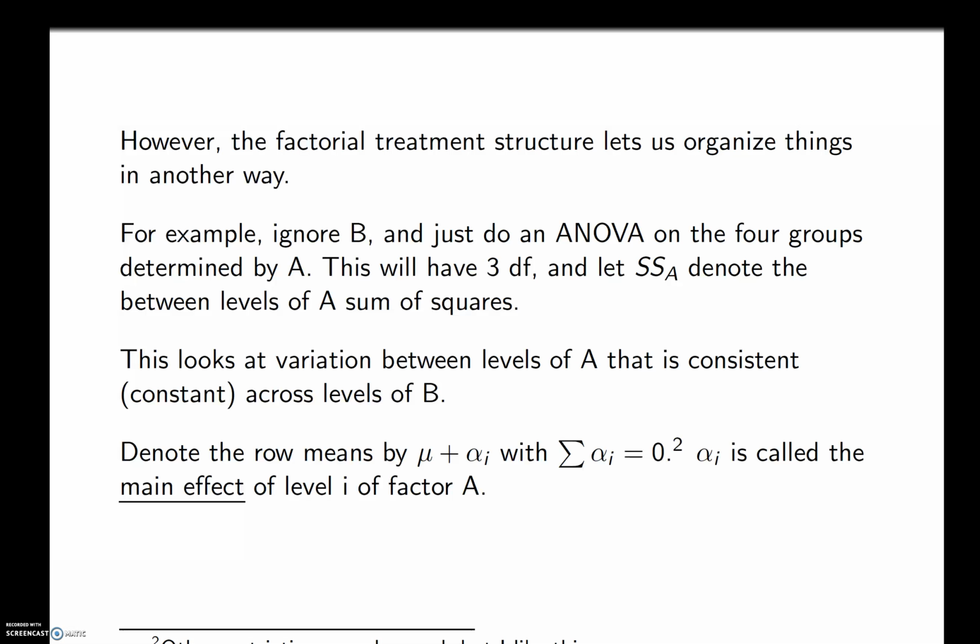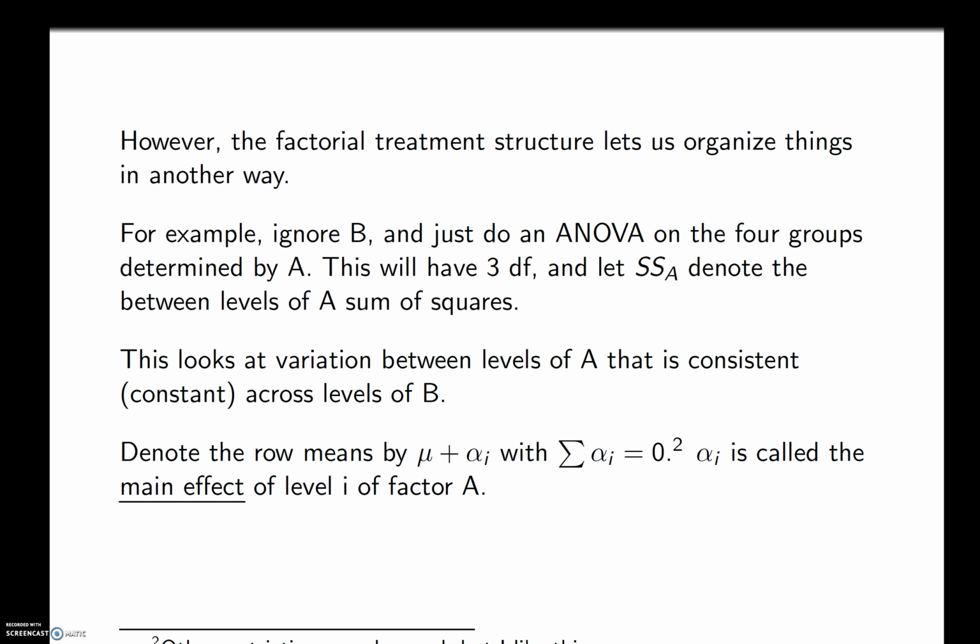For example, if we ignore B, we could do the ANOVA on just the 4 groups that come from A. Then we'd have 3 degrees of freedom, and sum of squares A could denote that main effect sum of squares. I say main effect because it's for a single factor, A. Conversely, we could look at that for B. We could look at the main effect, single factor for B, and ignore A. Okay, so if we do one or the other, it's just looking at the variation between the levels of A that's consistent or constant across all levels of B.